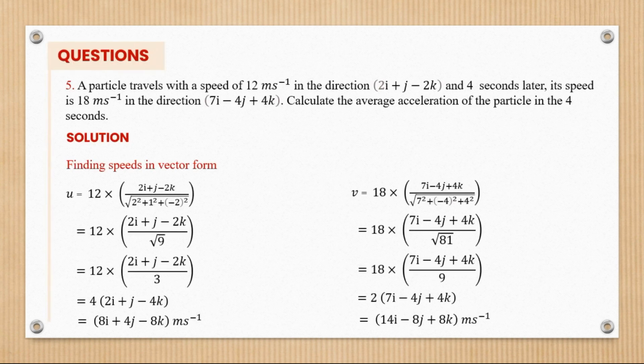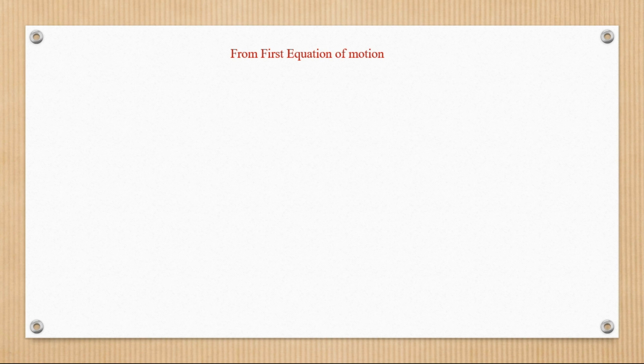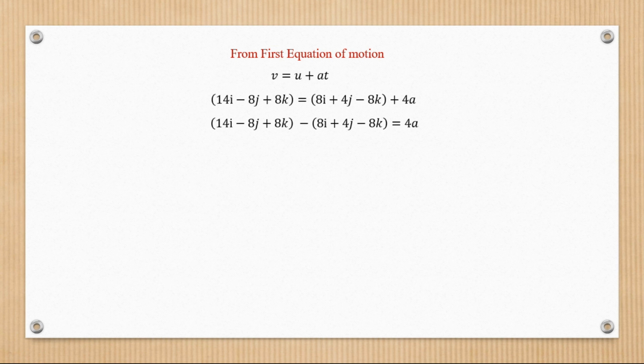Now that I know the value of u and v, and my target is to find acceleration, I can make use of the first equation of motion, which is v = u + at. Now this is what I have. For the value of v, I've placed it there, the value of u is there, and the time given is 4 seconds, so I have 4a. Now I can take the value of u to the other side.